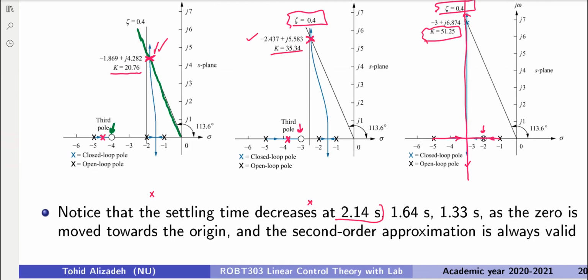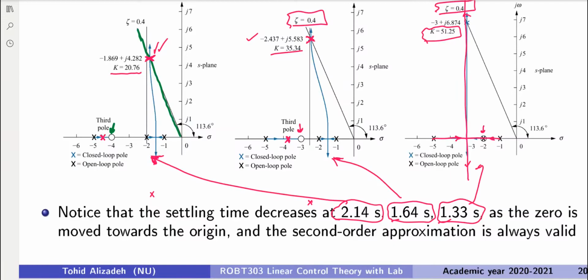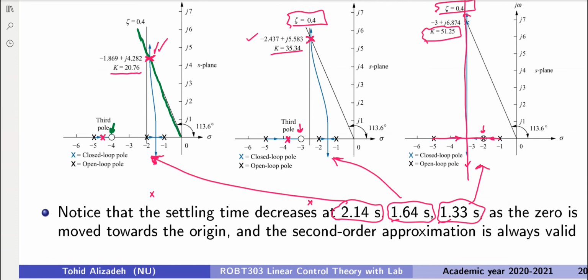Settling time is equal to 2.14 seconds when the 0 is at -4. It's equal to 1.64 seconds when the 0 is at -3, and it's equal to 1.33 while the 0 is at -2. In all those three cases, we are satisfying the requirement on zeta, and you can see that as the 0 moves towards the origin, from -4 to -3 and then to -2, the settling time is improved more.